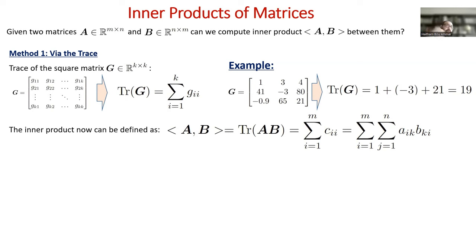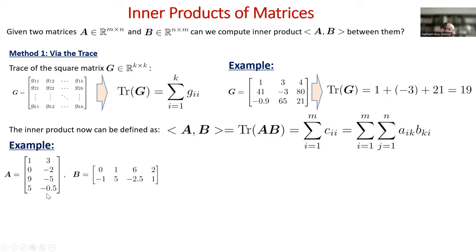And now you will take the trace of that matrix, and that's the inner product between the matrices A and B. All right, simple. So we can take A and B, we multiply A and B, we get a new matrix C. Then we take the trace of that matrix C, and that's the inner product. In other words, the trace of that matrix C is nothing but the sum of the diagonal elements of the matrix C, which is the result of A and B, right? So A and B give me a new matrix C, then I take the trace of that new matrix C.